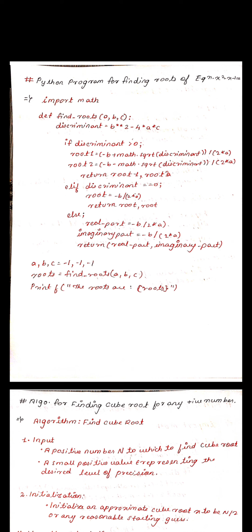2 multiplied by a, return root. Else, real part equals minus b divided by 2 multiplied by a, imaginary part equals minus b divided by 2 multiplied by a, return real part, imaginary part. a, b, c equals minus 1, minus 1, minus 1, roots equals find_roots(a, b, c), print f"The roots are {roots}".